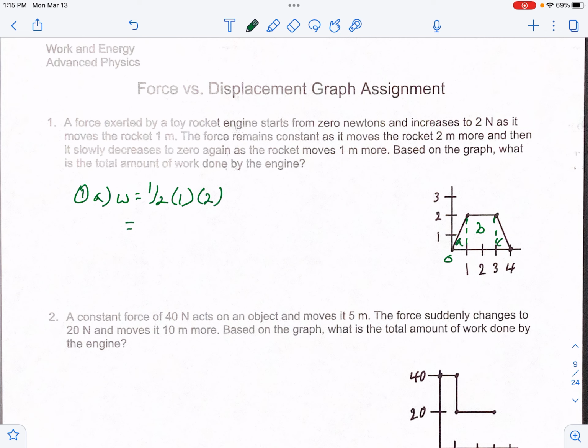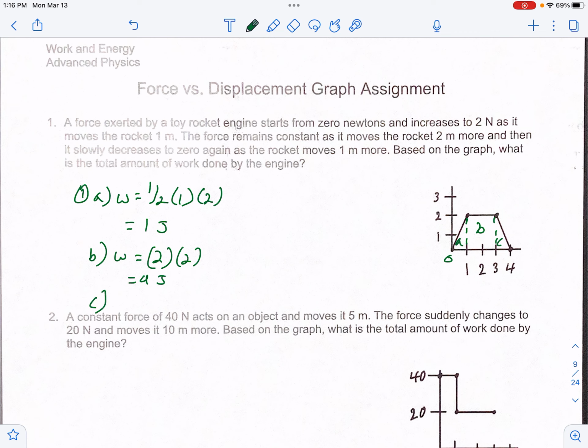So that means it would basically be 1 joule. B, I have a square. So this is a square, so work equals base times height. I'm going from 1 to 3, so that's 2. My height is still 2. So 2 times 2 gives me 4 joules.